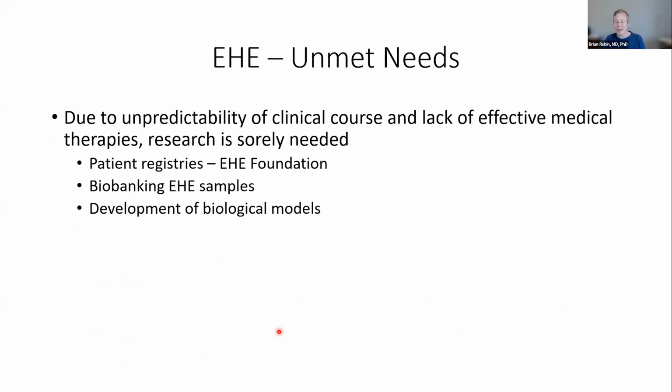In terms of unmet needs, now we've talked about this already. A lot of what Denise talked about are things that will really help with all of our unmet needs. So, due to the unpredictability of the clinical course and the lack of effective medical therapies, research in this disease is really needed. And it's actually really hard to do because it's such a rare disease. So patient registries, as Denise talked about, are extremely important. Please participate in registries if you can. It's very, very important to keep getting data together so that we understand the natural history of the disease.